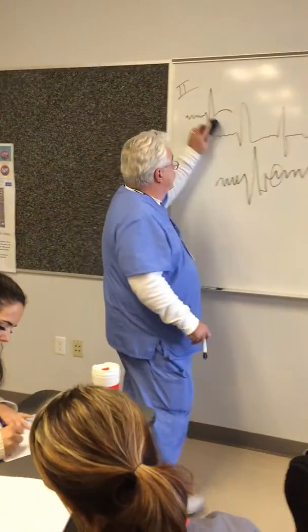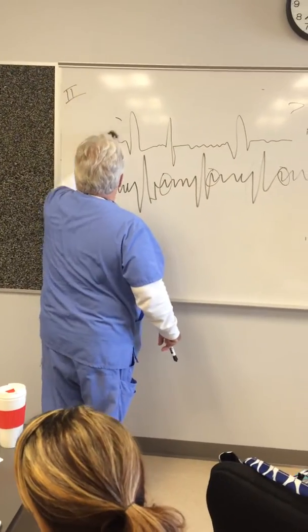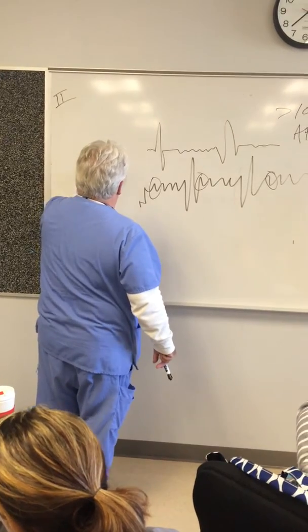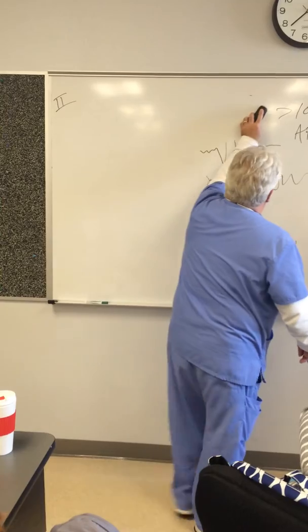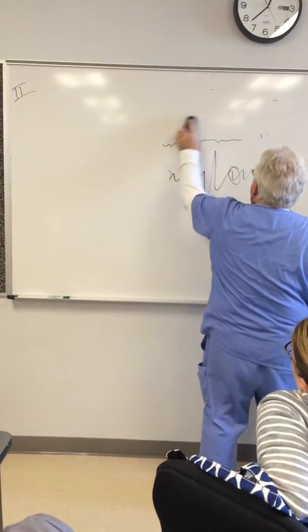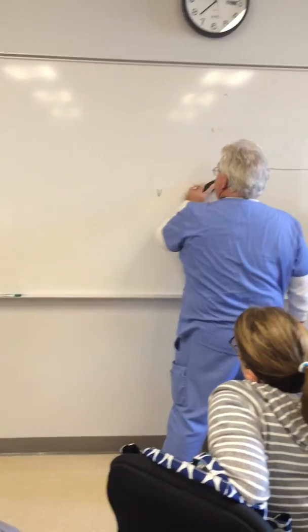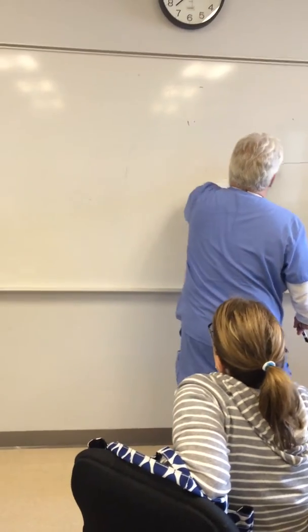What's the next node down? AV. SA node, what's the next one down? AV. These are called junctional rhythms, and I'll tell you why. Are all the AVs junctionals? No.